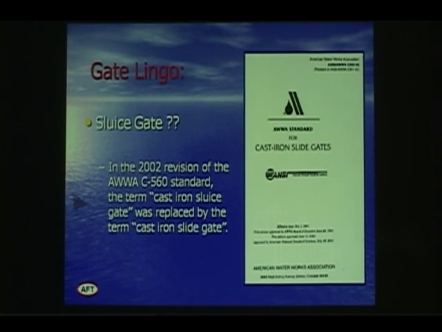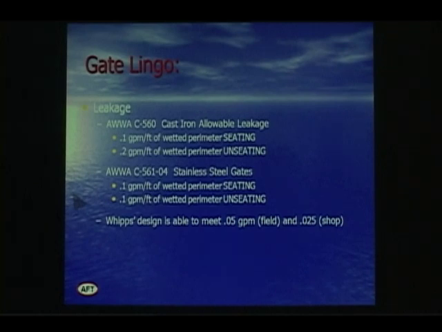One of the things that did not change is leakage requirements. In years past, the allowable leakage was 0.1 gallons a minute per wetted foot of perimeter in the seating head direction, and 0.2 gallons a minute per foot in the unseating head direction. We'll talk about seating and unseating in a couple slides. But that is the leakage allowable.